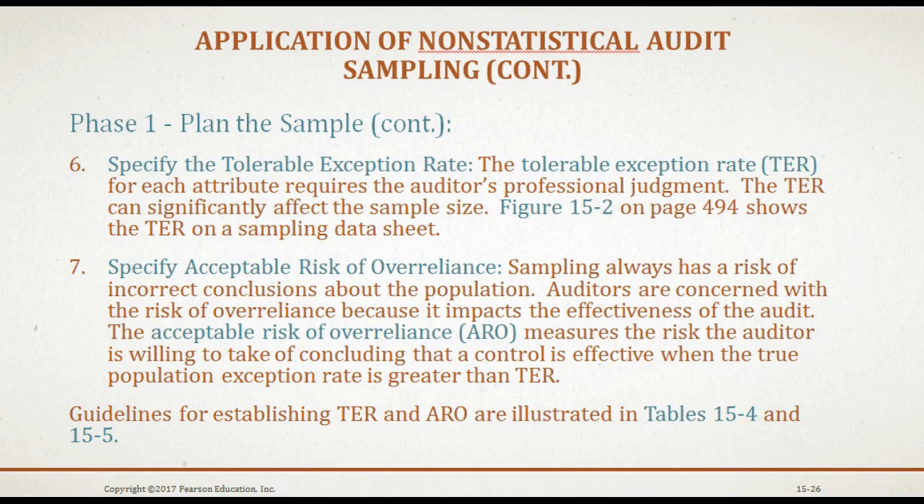The seventh step for Phase 1 is to specify acceptable risk of over-reliance. Sampling always has a risk of incorrect conclusions about the population used. The auditors are concerned with the risk of over-reliance because it impacts the effectiveness of the audit. The acceptable risk of over-reliance measures the risk the auditor is willing to take of concluding that a control is effective when the true population exception rate is greater than the tolerable exception rate.